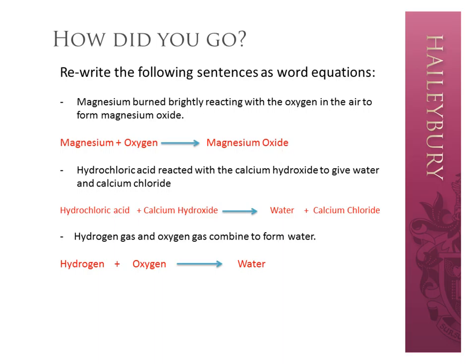Pretty straightforward. The second one, hydrochloric acid reacted with the calcium hydroxide to give water and calcium chloride. We've got hydrochloric acid and calcium hydroxide as the reactants on the left hand side, and they reacted together, hence the arrow, to give water and calcium chloride as the products. This was a bit of a tricky one because reacted came before the second reactant, which was calcium hydroxide. You need to read these sentences carefully in order to get the reactants on the left and the products on the right.